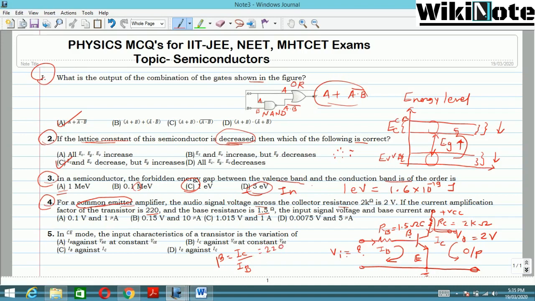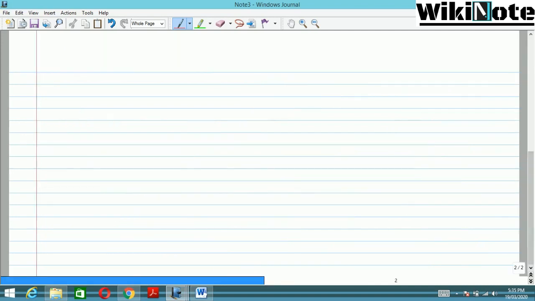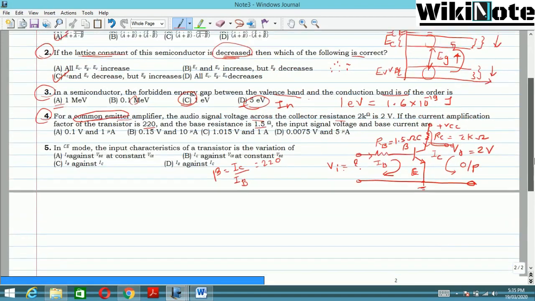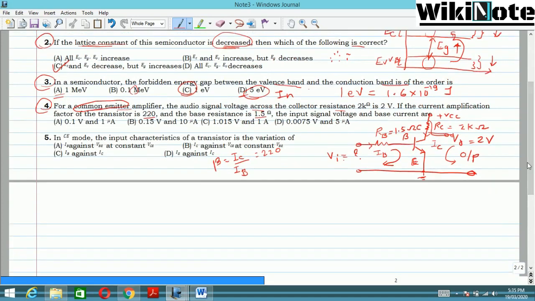What are the given terms that I have to look for? I have to go to the next page. Sorry guys. Due to lack of space, I'm on this page. Now see here, the input signal voltage.